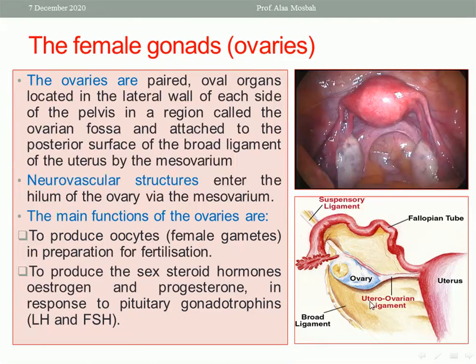Also, granulosa cells secrete other hormones like inhibin and activin hormones.